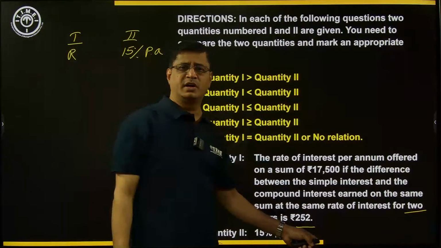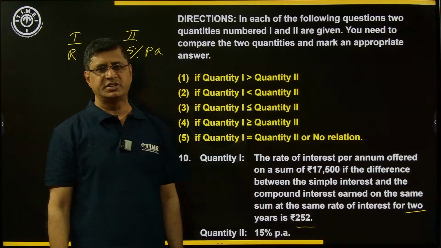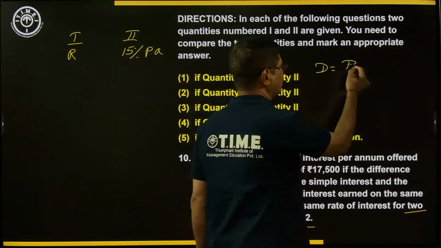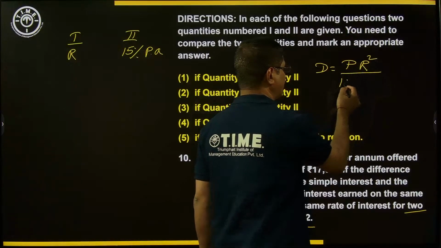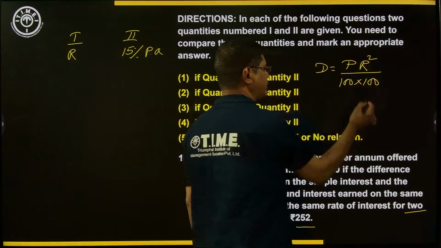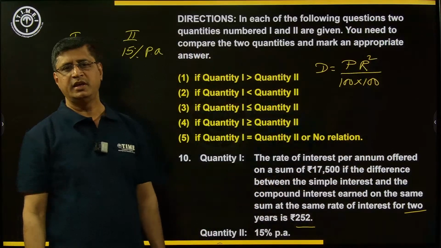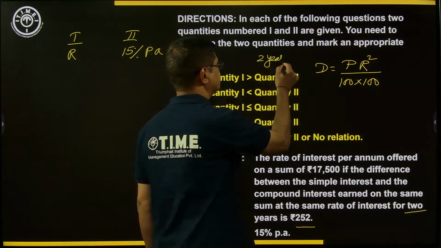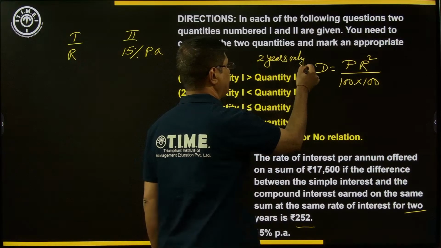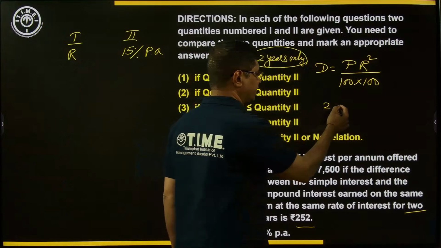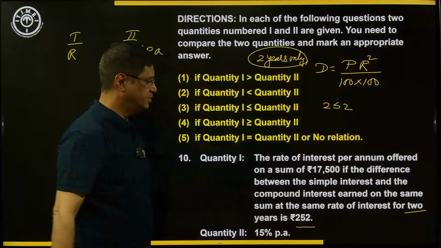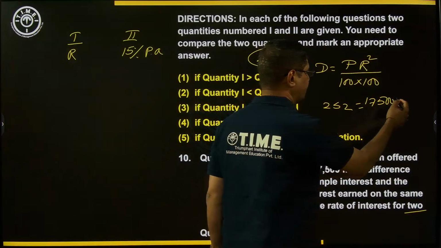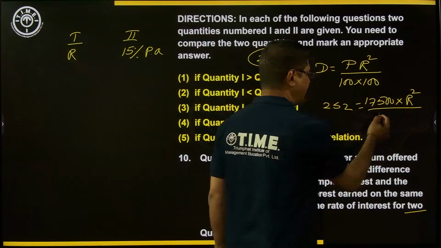Dear students, observe the difference between the compound interest and simple interest given here over a period of 2 years. Look at this formula. This formula is applicable only for 2 years. This is the formula to find the difference between the simple interest and compound interest over a period of 2 years only. Now, what is the difference? The difference is given here as 252. And the value of P, that is the principal, is 17,500 R square by 100 into 100.